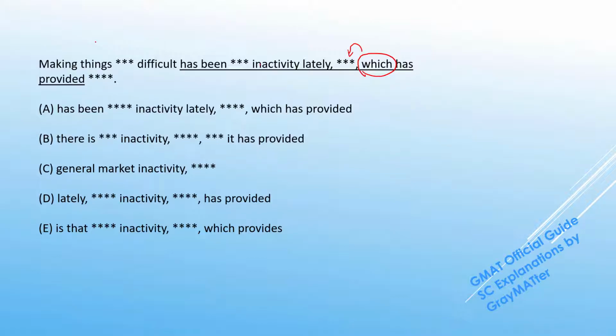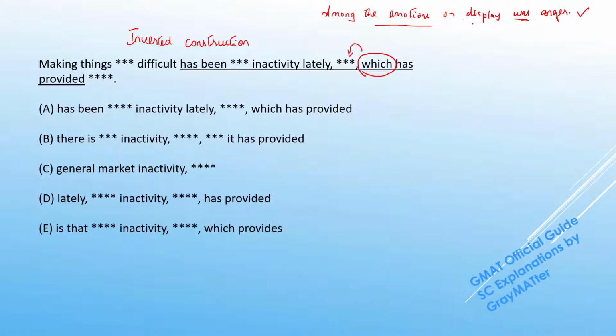So what's actually happening here is that we are dealing with what is called an inverted construction. And there have been certain questions in which GMAT has tested this. One among them is a question which says, among the emotions on display was anger. Now, test takers often make mistakes in this because when they see among the emotions, the immediate assumption is that the subject here is plural, so the verb here has to be plural as well. But this construction is perfectly fine because, as I said before, this is an inverted construction and the real sentence is anger was one among the emotions.